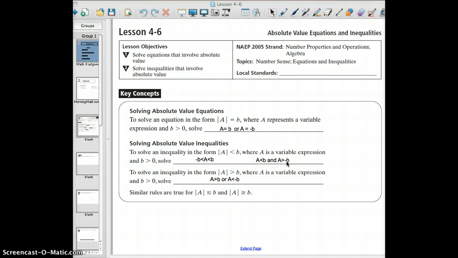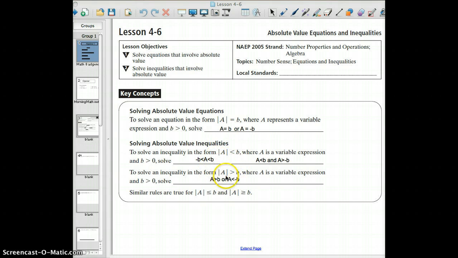Now, if this is a less than absolute value, and notice how you can write it with the compound inequality, or you can write it with the word and, join it. They both mean the same thing. A is less than B, and A is greater than negative B. That's an and situation. That's with the less than inequalities.